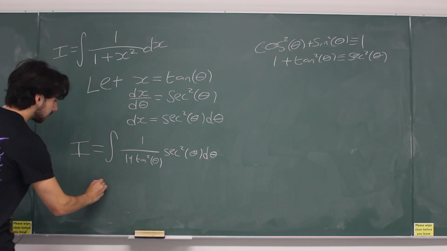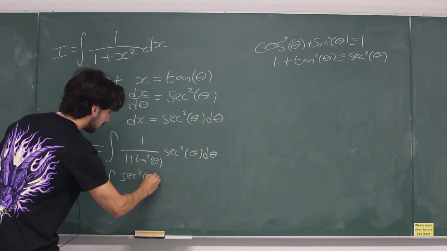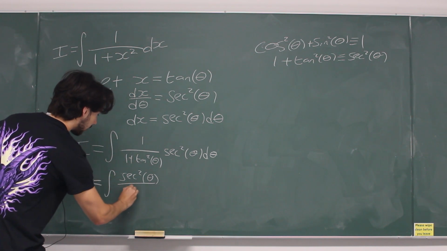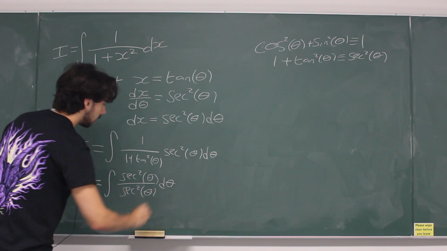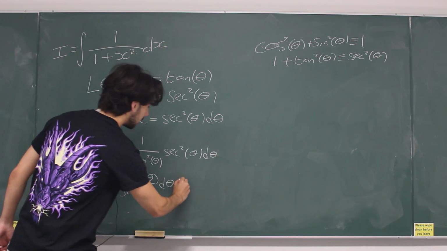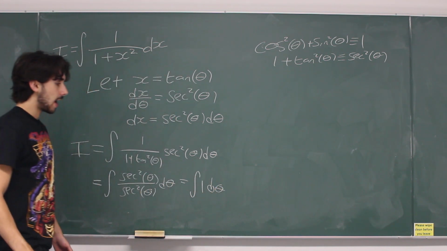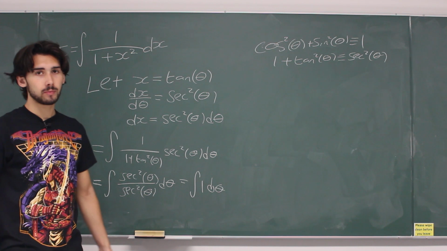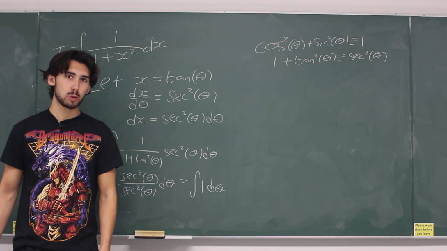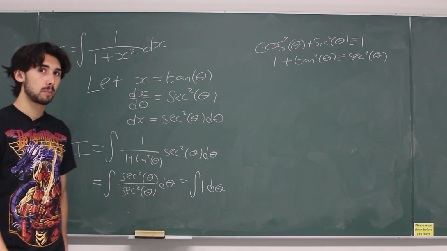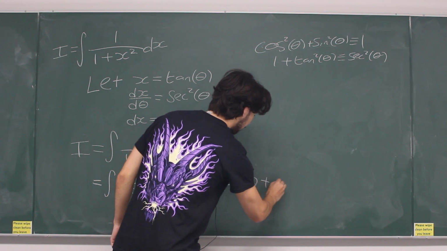So the integral is just the integral of sec squared divided by sec squared. Which, guys, what is anything divided by itself? Well, just 1. So this is the integral of the number 1. Neat, right? And guys, what does 1 integrate to? Don't say x, because it's actually theta, because we're integrating with respect to theta, okay? So it's theta plus c. So this is equal to theta plus c.